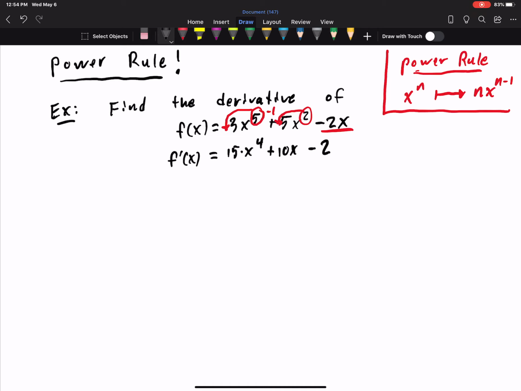Okay, and that's your derivative. That's how you do this using the power rule. Not terribly complicated. You just got to keep in mind how you handle especially the last term, that minus 2x. The x goes away, leaving you just the constant in front of that x. All right.